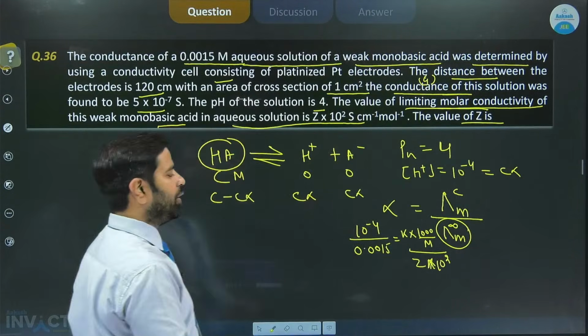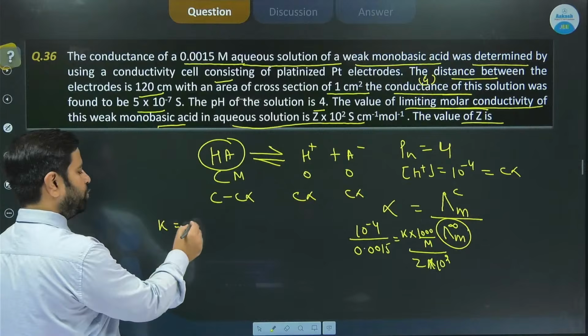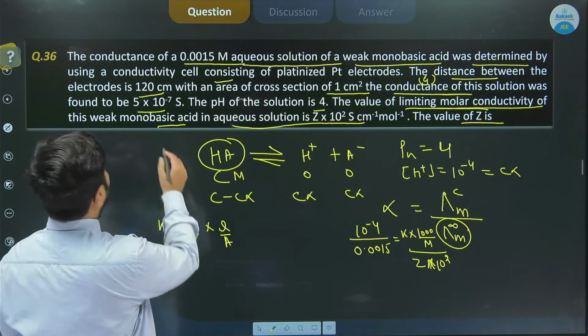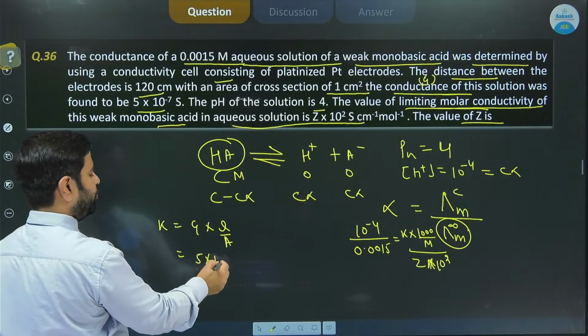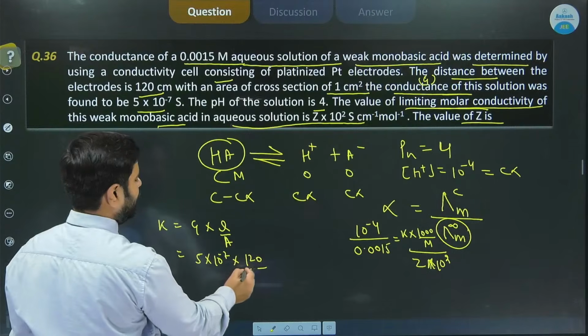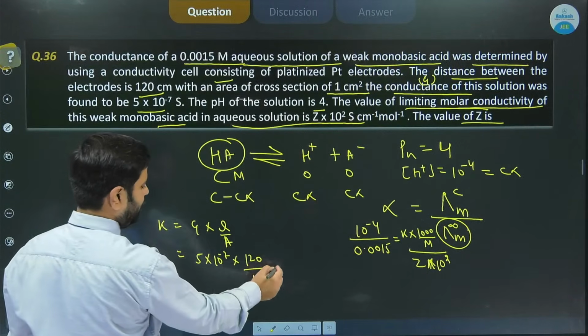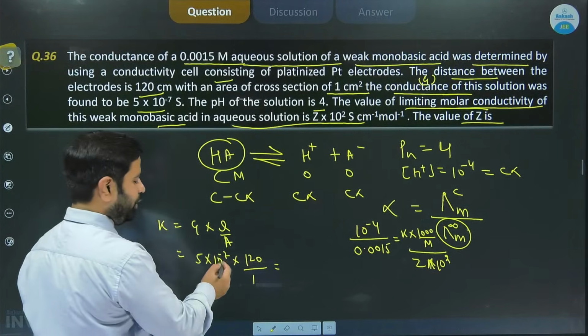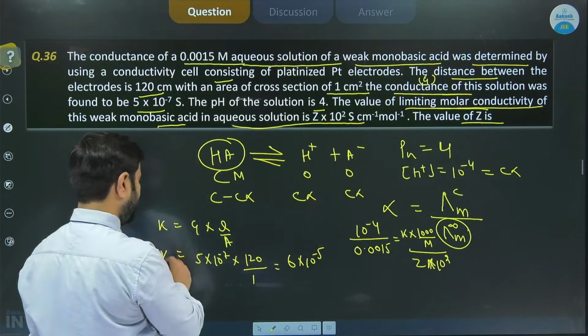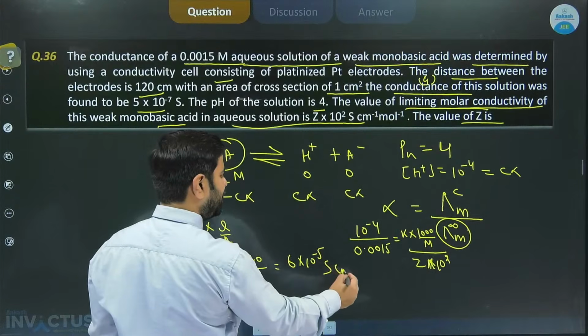Now let's try to calculate the K. K would be equal to G into L by A. And what is G? The conductance of solution is 5 into 10 raised to power minus 7. What is length? Length is 120. Area is 1. That is 600 into 10 raised to minus 7. That is 6 into 10 raised to minus 5. That is the conductivity, in Siemens per centimeter.